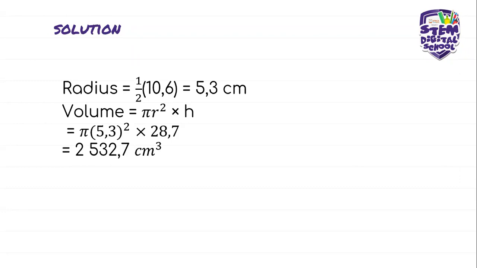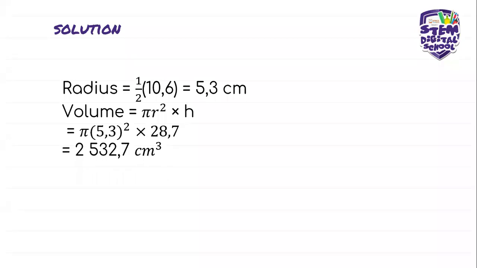2,532.7 cubic centimeters. So remember, it will be cubic centimeters. Why? Because the radius is 5.3 centimeters, and if you square that, obviously you are going to have square centimeters. The height is also in centimeters, so if you multiply centimeter by square centimeter, then the principle of exponents applies, where you add the exponents, 2 plus 1 is 3, and therefore you'll have cubic centimeters. So basically that is what you have in relation to the work that we are doing.